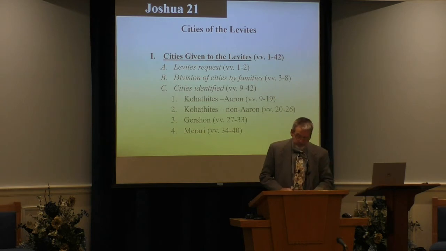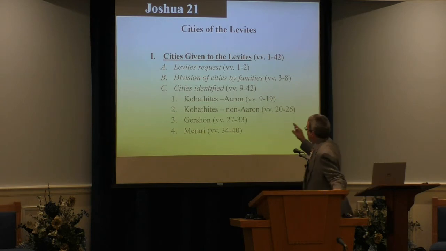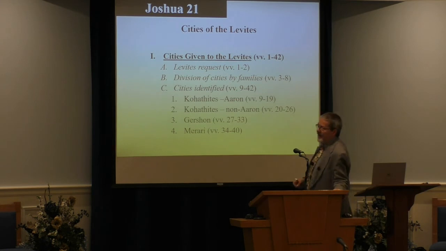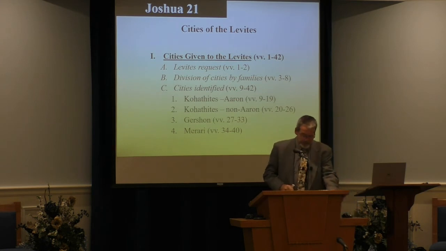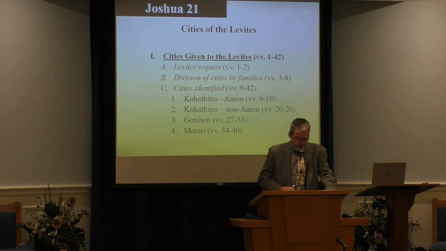So Moses, verses 3 to 8, now Moses divides the cities by families. And we'll talk about the significance of the families here in just a moment. So the children of Israel gave the Levites their inheritance. And now the lot came out for the Kohathites, and they were given 13 cities for those, notice, and the children of Aaron the priest.